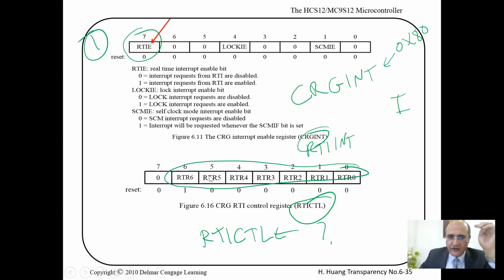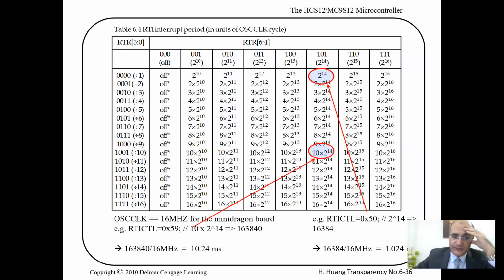We don't know yet. We write these bits to control the period. How frequent do we want our interrupt? Okay, how do we compute these values? We compute them from this table.